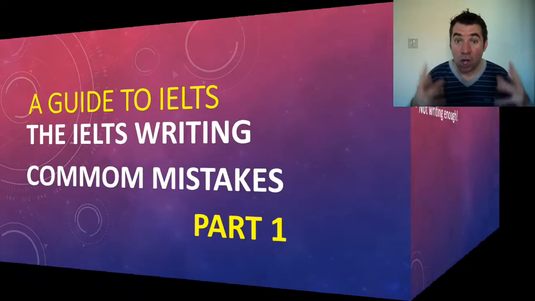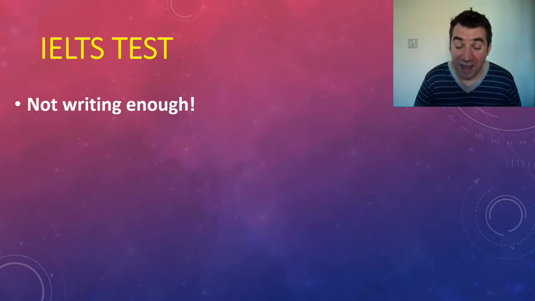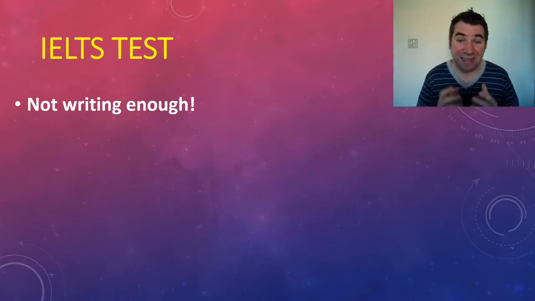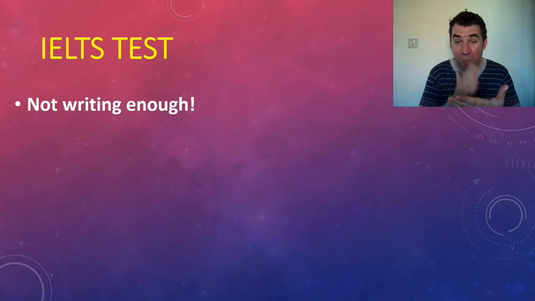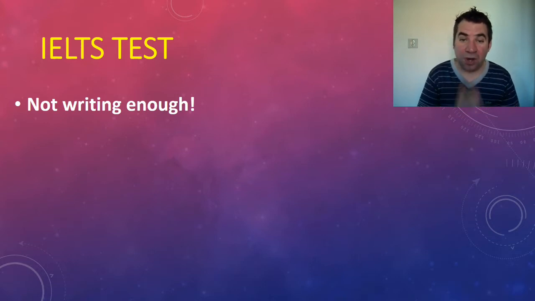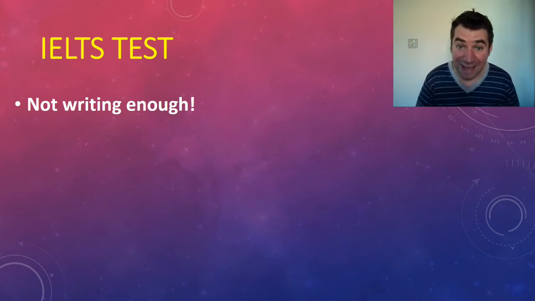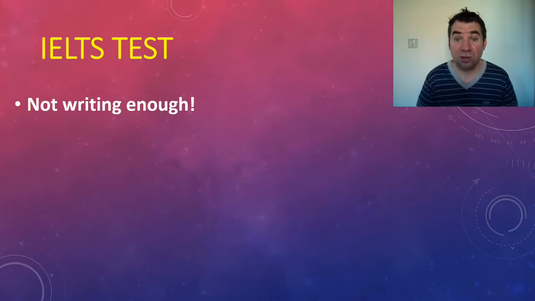First of all, not writing enough. Now in the first part of IELTS they tell you your report should be at least 150 words, and when Cambridge say that, they mean that. So if you write 120 or 100 words, you're going to lose a lot of marks. So make sure that you write, I would say, 160, 170. That's a really good amount of words.